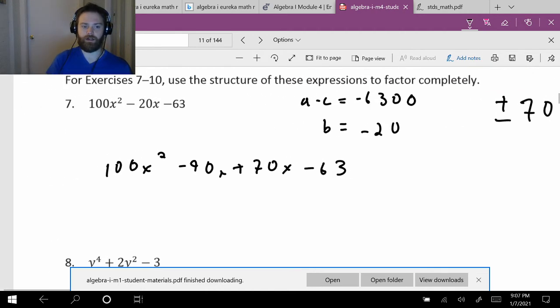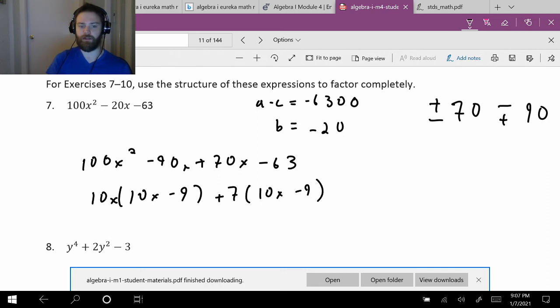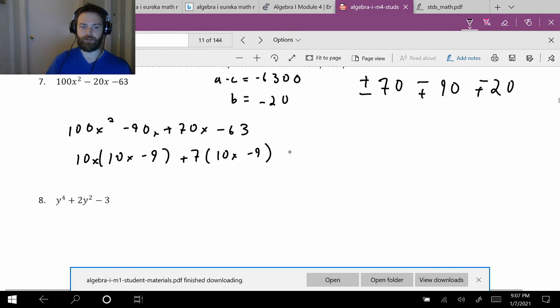So right here, out of the first two terms, I can actually factor a 10 out. So I've got 10x, so I can factor an x out. So 10x minus 9. And then over here, I know they're both divisible by 7. So I'm going to factor that 7 out, and I'm left with 10x minus 9 again. So then that completely factors out as 10x plus 7, and then 10x minus 9.